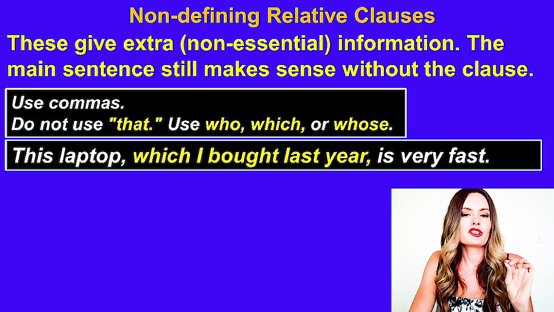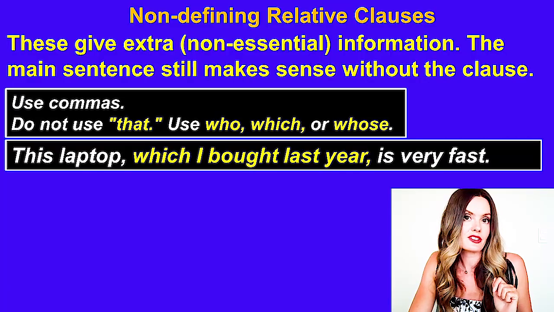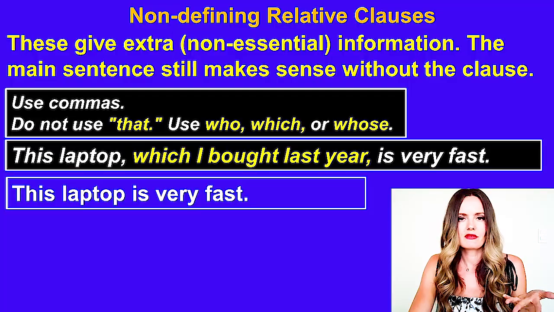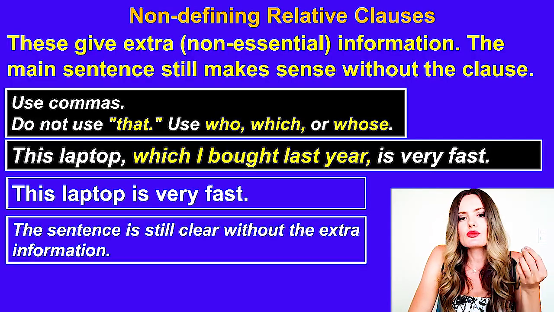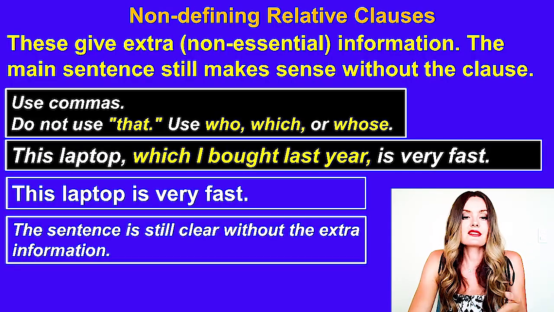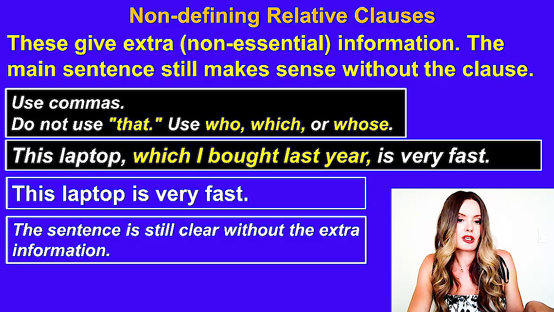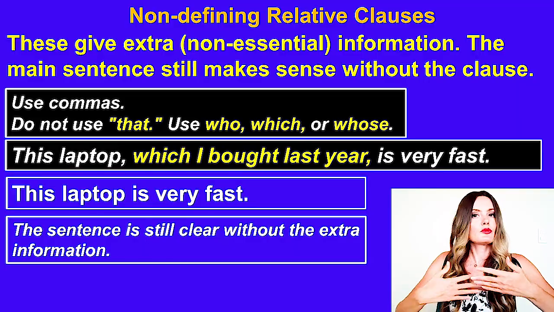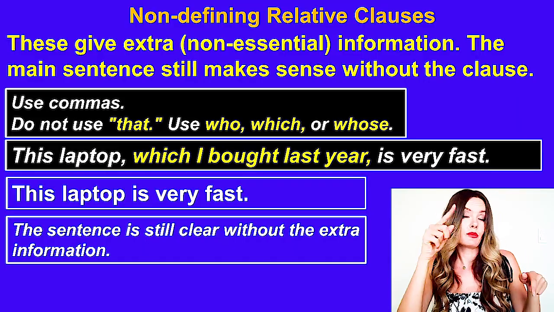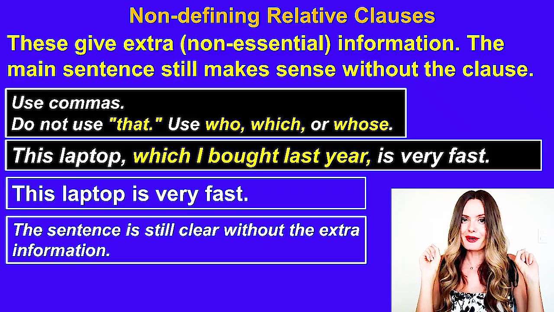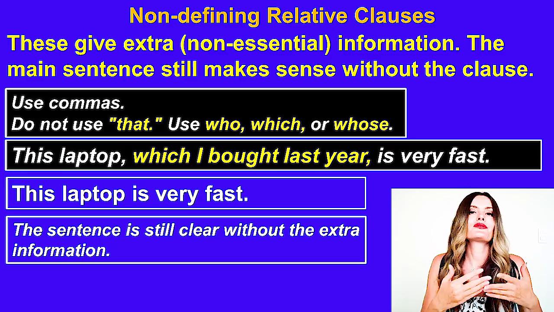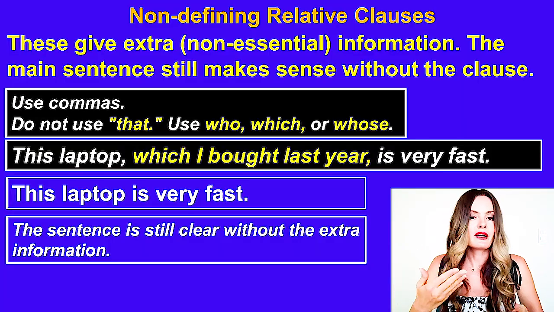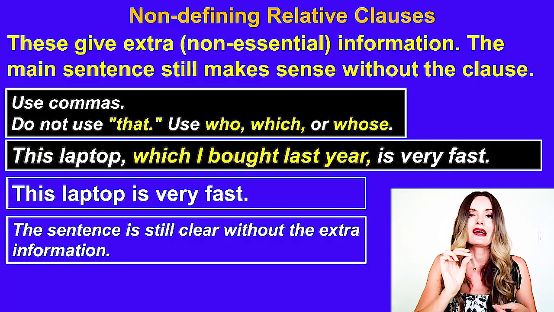This laptop, which I bought last year, is very fast. This laptop is very fast. Does it make sense? Yes, it does. But I just want to add something extra, so the sentence is still clear without the extra information. This laptop is very fast. But it's up to me. I want to add more details. If I do so, which I bought last year, I need to remember about commas, and also I need to remember that I cannot use that. I should use only who, which, or whose. In my example, I must use which, because the laptop is the thing.